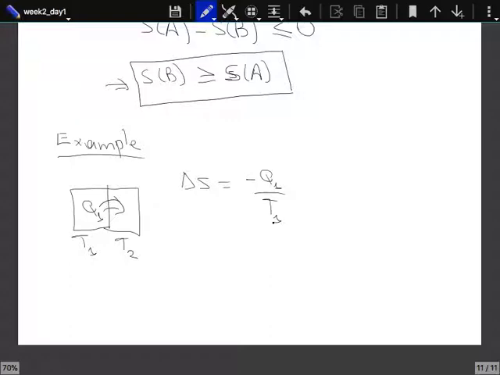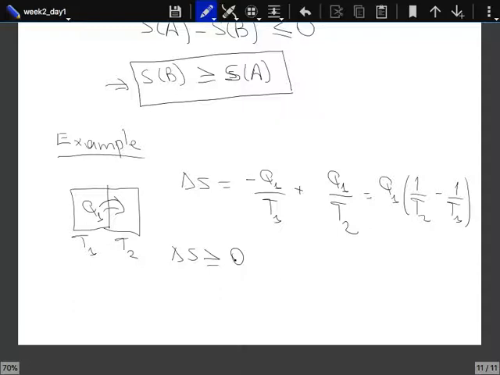It doesn't contradict the second law, because the second law tells me that the entropy should increase for an isolated system. The first reservoir is not an isolated system. But the combined system, the first plus the second reservoir, is an isolated system. So the entropy of the combined system should increase. So the change in the entropy of the first reservoir plus the change in the entropy of the second reservoir, which is Q1 over T2, is Q1 times (1 over T2 minus 1 over T1). And the second law tells me that this delta S should be larger than or equal to zero, since we are assuming that the combined system is an isolated system and this heat transfer happens on its own.